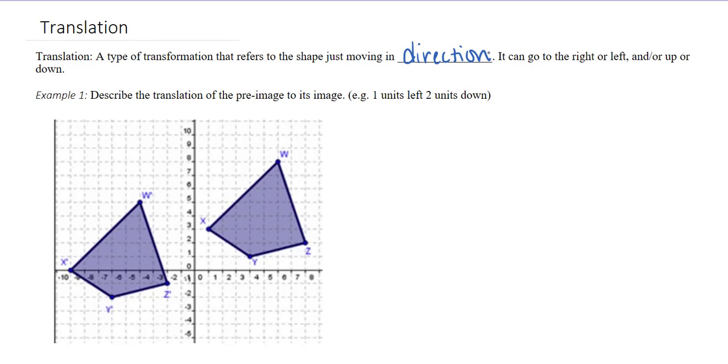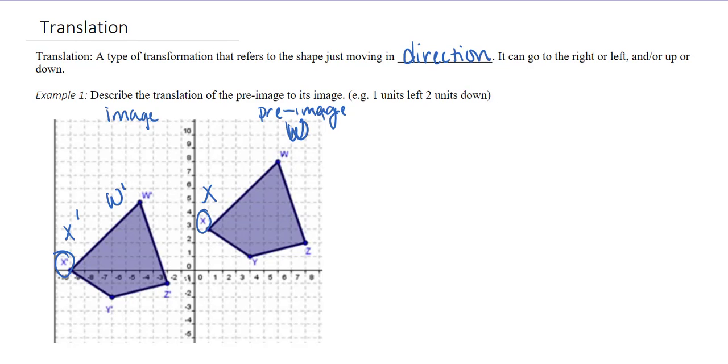Notice we have x and x prime, w and w prime. Maybe it's a little hard to see, but this is the pre-image and this is the image on the left. Let's describe it from the w. We have this w right here, and we're going to go all the way to this one. Let's erase some of this so we can see it really well. This is w prime.